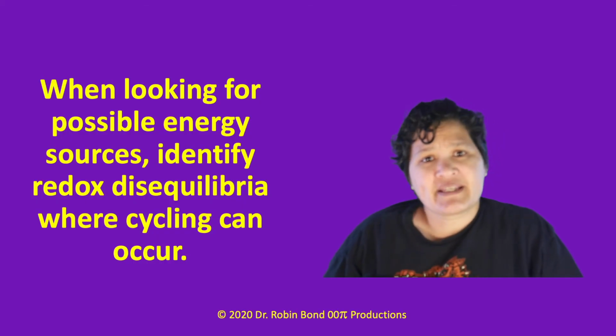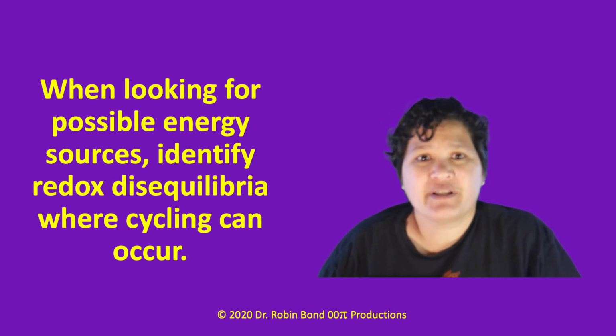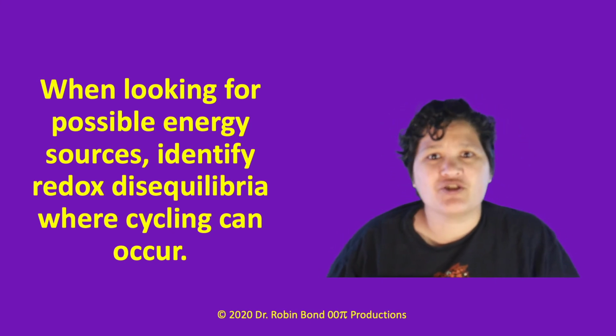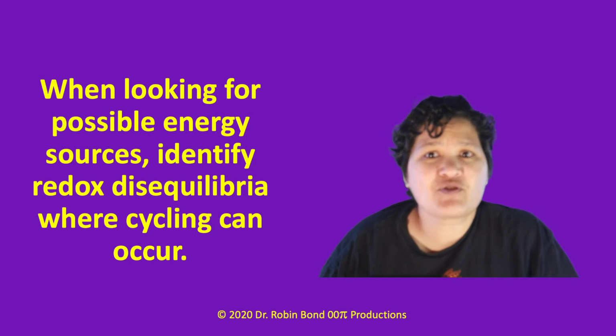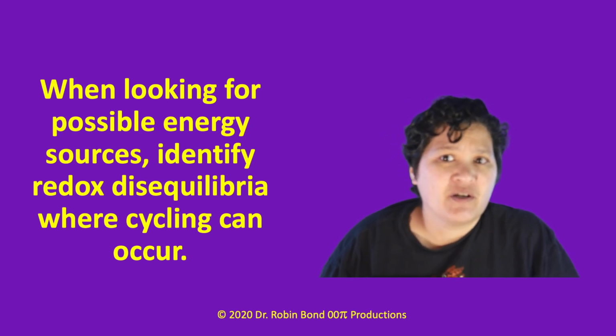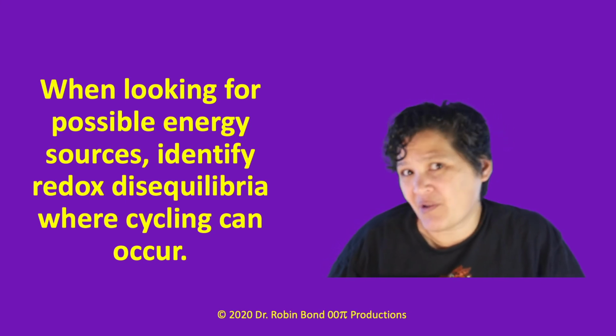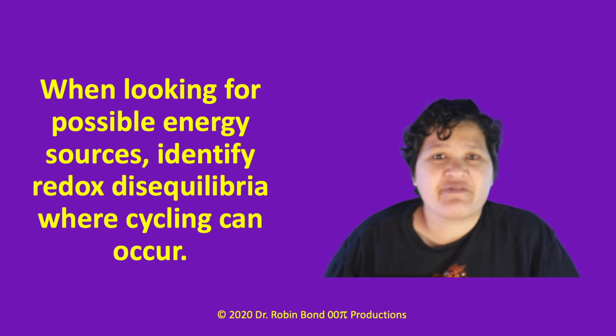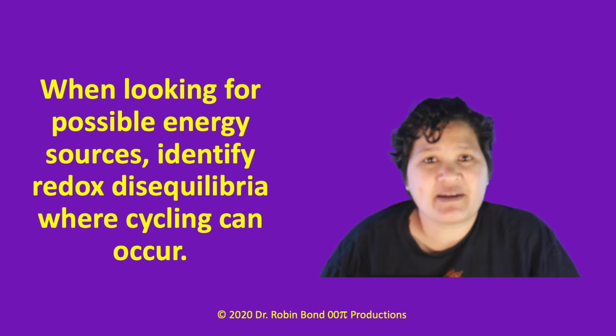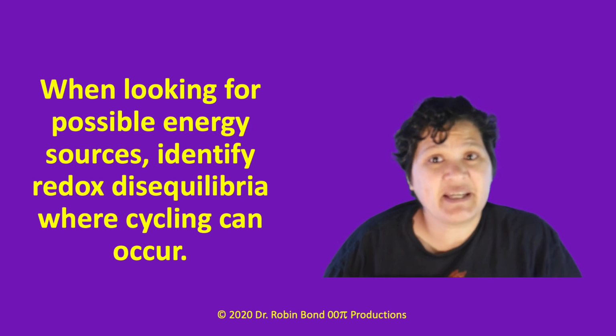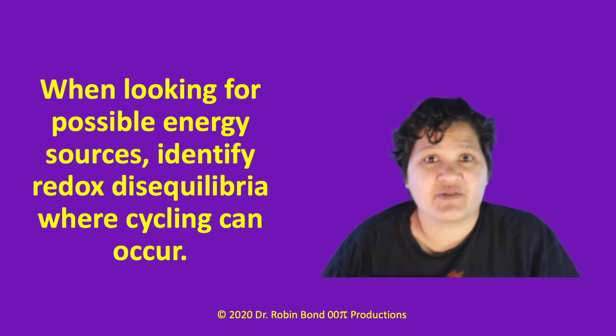So when you're examining an environment for possible energy sources, the first thing you want to do is to look for some sort of redox disequilibrium, or hopefully more than one. And then you need to see if there's any way that your electron acceptors and electron donors can cycle back to keep the ecosystem running.